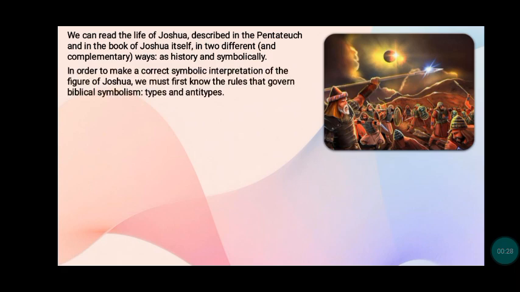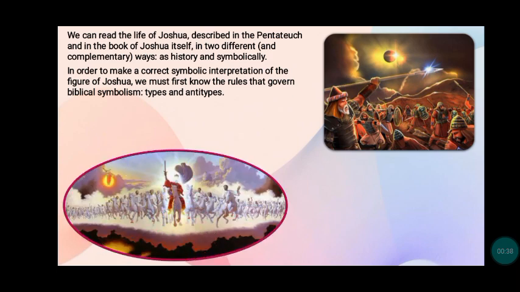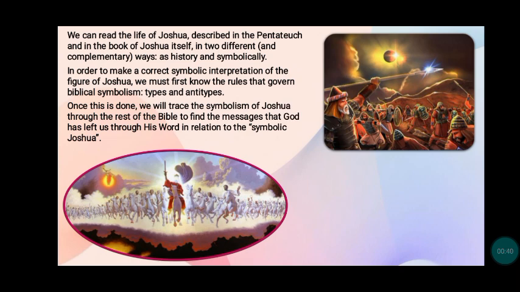In order to make a correct symbolic interpretation of the figure of Joshua, we must first know the rules that govern biblical symbolism, types and antitypes. Once this is done, we will trace the symbolism of Joshua through the rest of the Bible to find the messages that Elohim has left us through his word in relation to the symbolic Joshua.